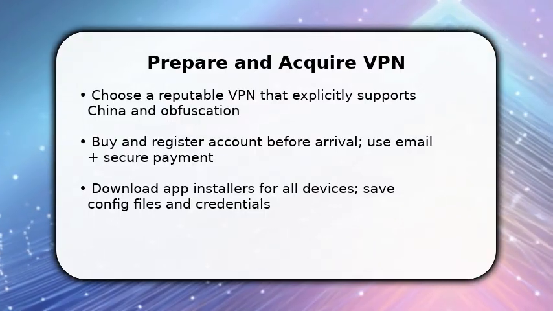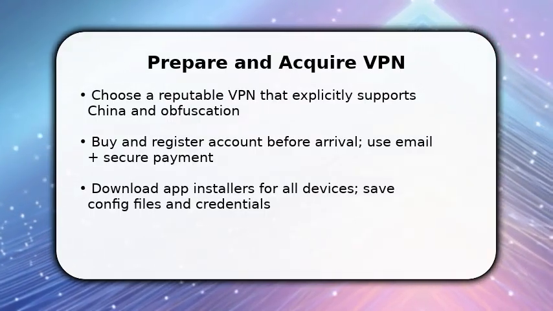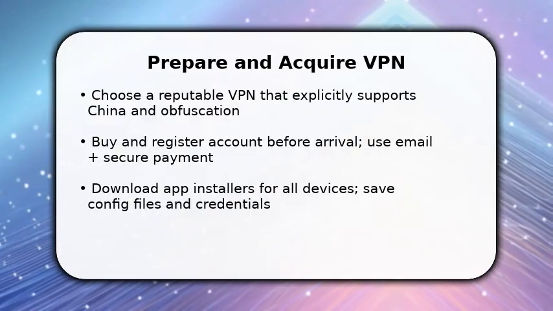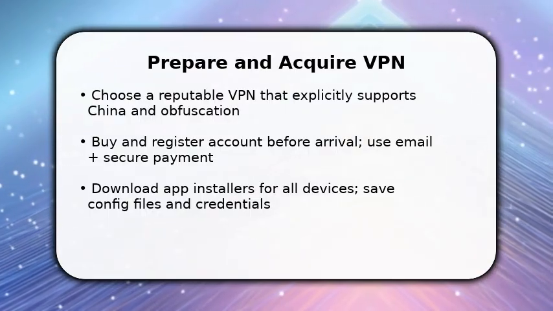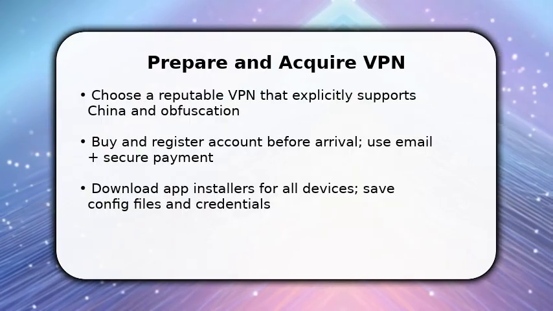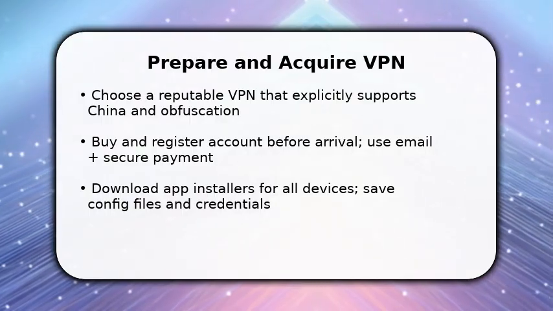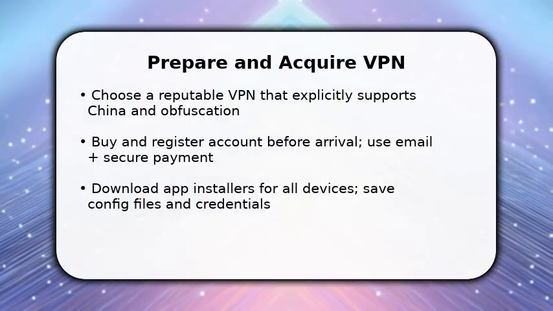Download the desktop and mobile installers plus any manual config files, store them offline. Make sure you note account credentials and enable an alternate contact email. These first actions prevent being stuck without options once you need to connect.